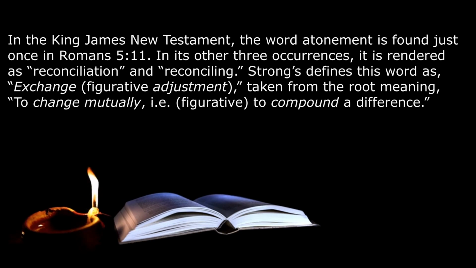In the King James New Testament, the word atonement is found just once, in Romans 5:11. In its other three occurrences, it is rendered as reconciliation and reconciling. Strong's defines this word as exchange, figurative adjustment, taken from the root meaning to change mutually, that is, figuratively, to compound a difference.